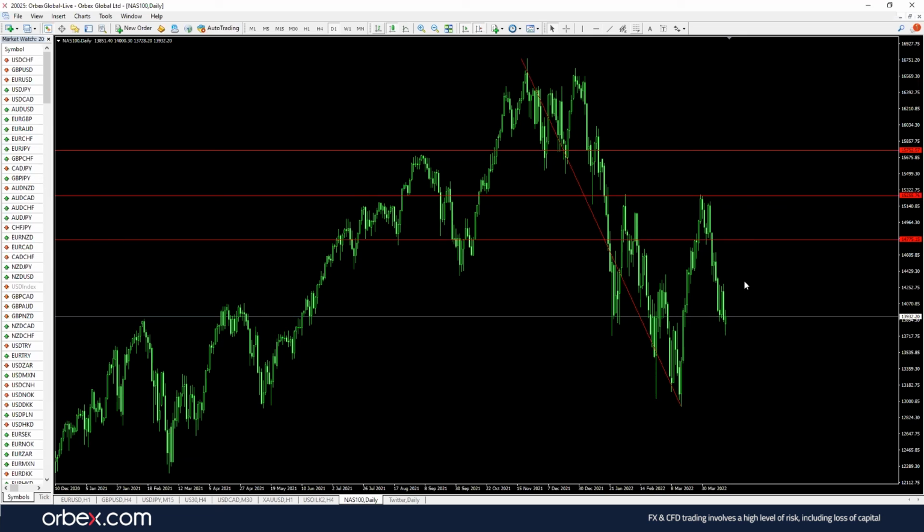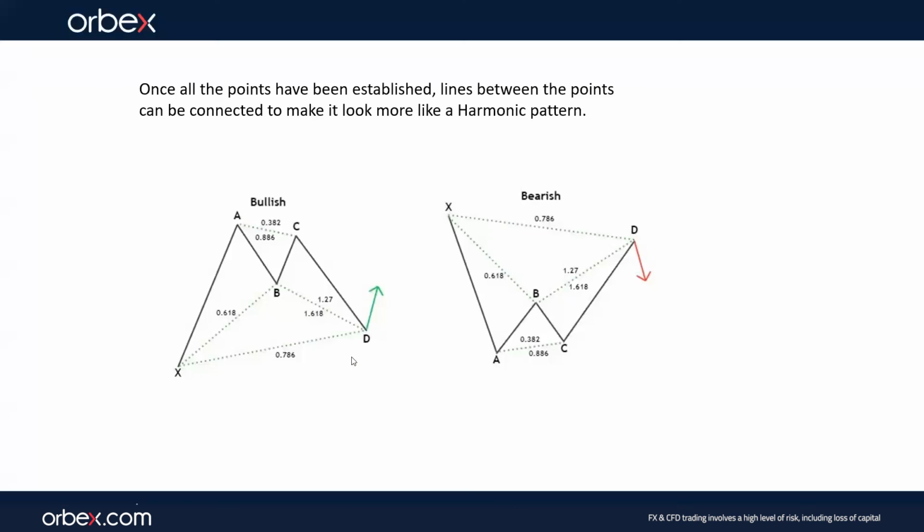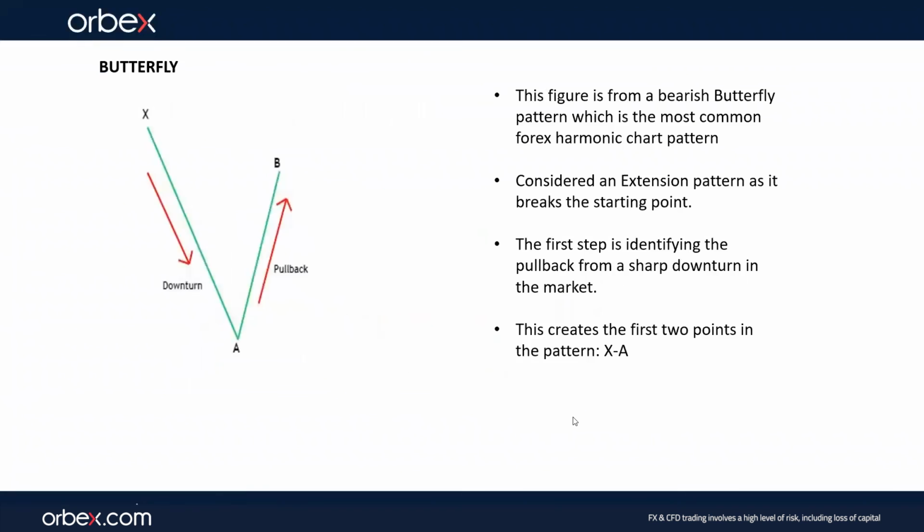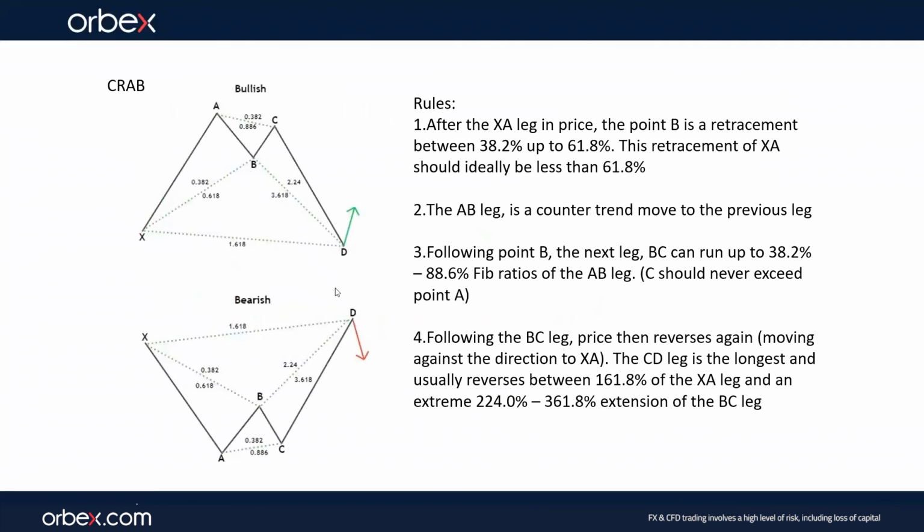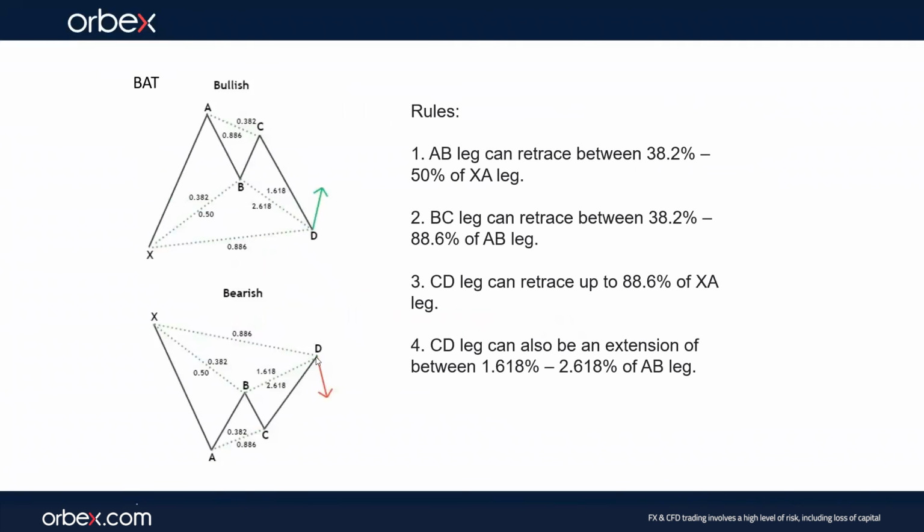then we can start determining what particular pattern it could possibly be, if it's a crab, butterfly, shark, Gartley, whatever you want to look at. So would it be a Gartley? Is it going to be a butterfly, crab, bat? Depending on what these retracement levels are and what we are looking at here.